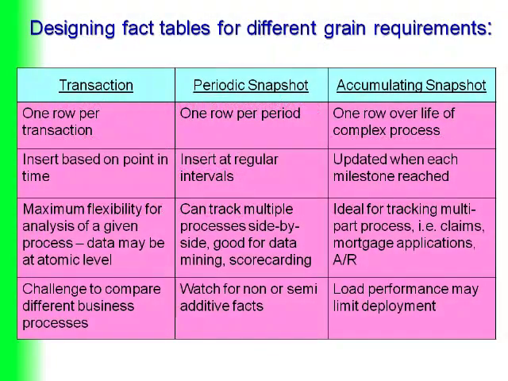We now discuss how to design fact tables for different grain requirements. There are three different columns shown here. One is for transactions, and the others are for periodic snapshot and accumulated snapshot. If it is a transaction-oriented fact table, then we consider one row per transaction. If it is a periodic snapshot, one row per period is taken into account. If it is an accumulated snapshot, the fact table row spans the life of a complex process.